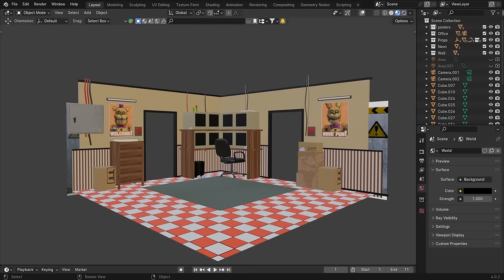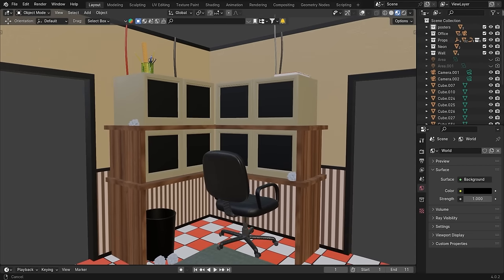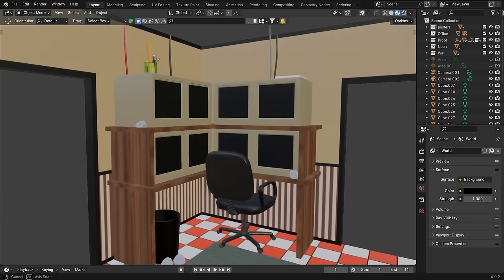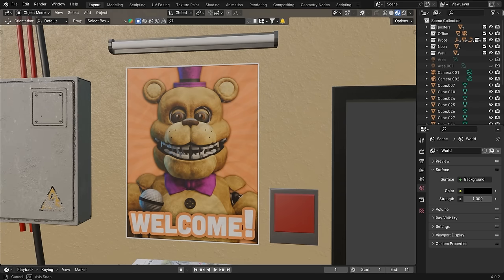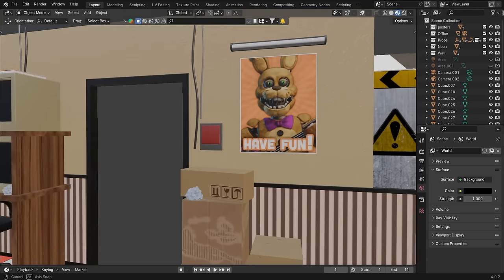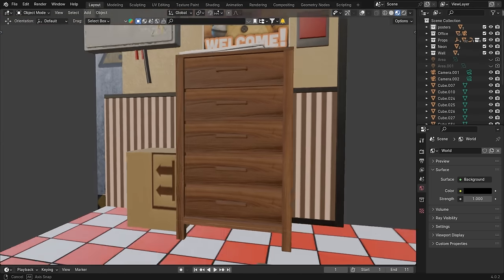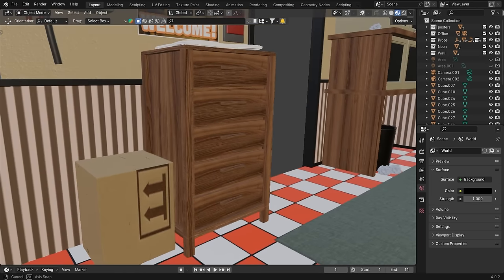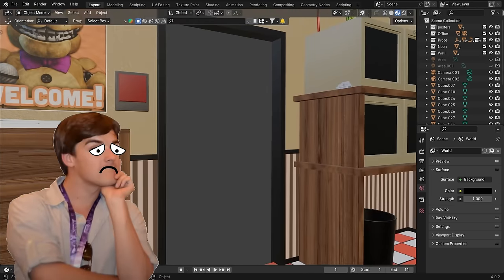Ta-da! Let's see what we've got here. Some monitors and a desk chair to provide that security office vibe. Posters with the animatronics strategically placed to show the player who's coming from where. A cabinet filled with boring documents and maybe... lore? No lore in here, Matt.